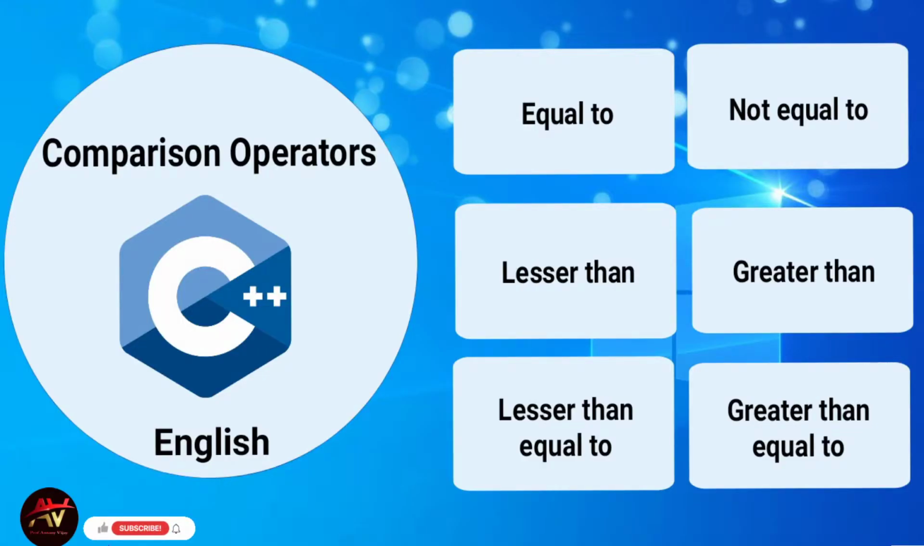This is Anthony Vijay. Today we are going to discuss comparison operators in C++ programming. A comparison operator is used to compare two values or variables. Usually, comparison operators will produce 0 or 1. It means if the condition is true, it will produce 1, otherwise it will produce 0. So let's see with an example.